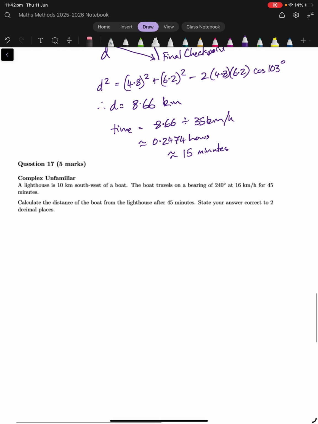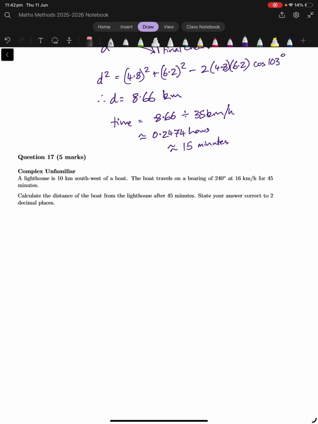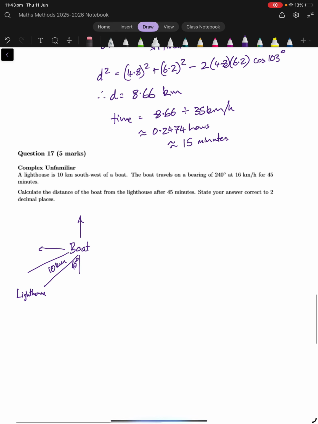We've done a lighthouse one. This is something similar. A lighthouse is 10 kilometres southwest of a boat, so I'm going to have my boat here. North is up there, southwest is going to be off in that direction, 45 degrees from the south. And a lighthouse, so this is going to be my lighthouse. 10 kilometres there. The boat travels on a bearing of 240 degrees, so the boat's actually 270 would be there.